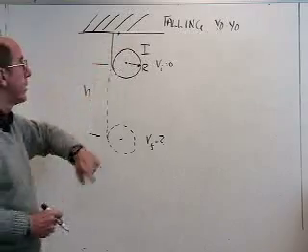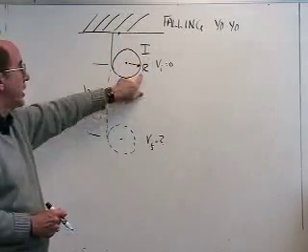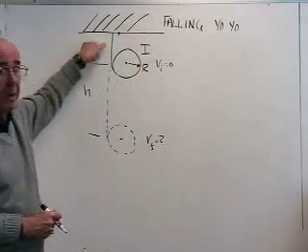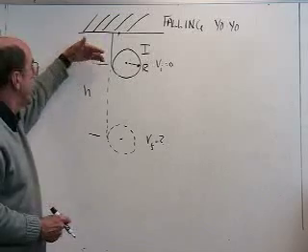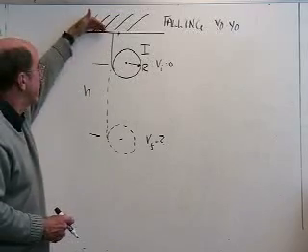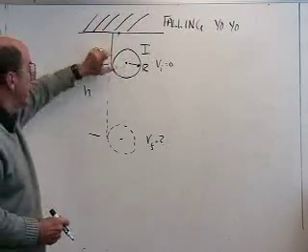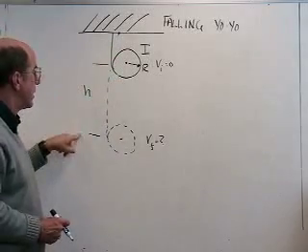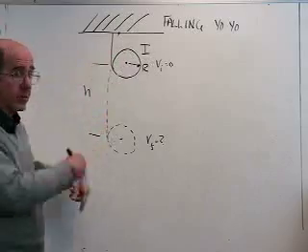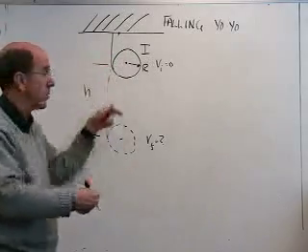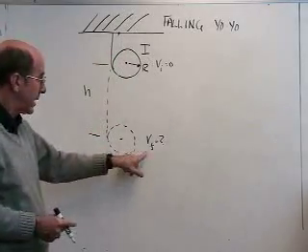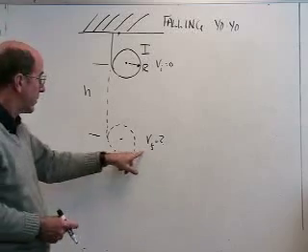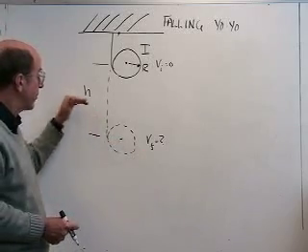Here's the yo-yo. It has a moment of inertia I and a radius r, and it's tied to a massless string. And I have it connected to the ceiling. And I let go of the yo-yo, and it falls down some height h. And of course, as it falls down, it starts to rotate as well as going downward. And the question I can ask is, what is the final velocity of that yo-yo after it's fallen a height h?